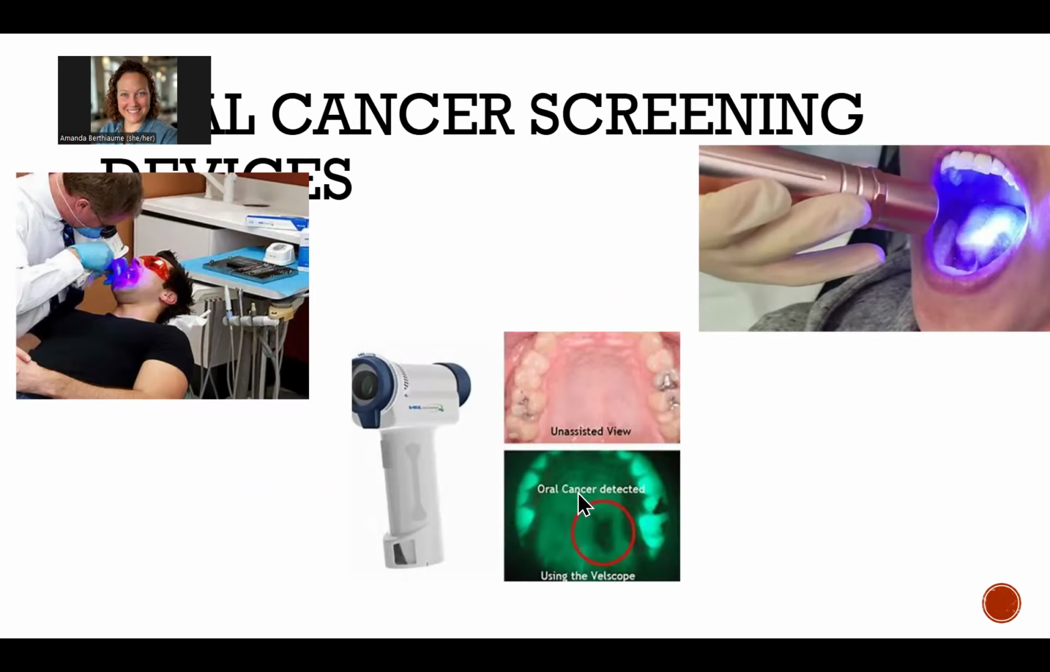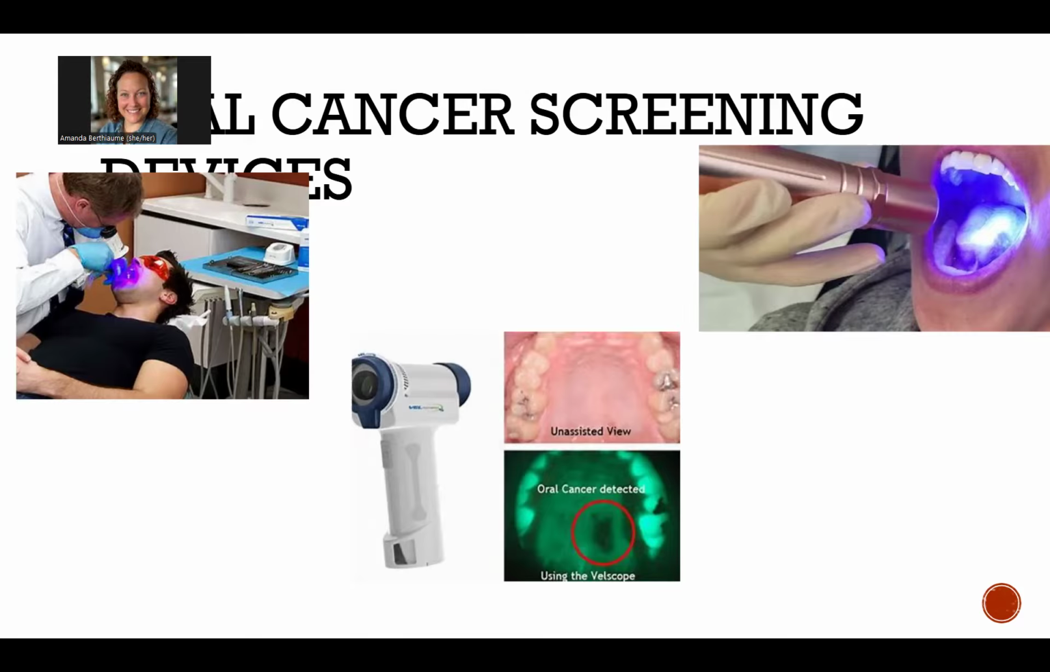There are a lot of screenings that we can do in office, and you might see your doctors or the hygienist doing this. This is early detection, so there's oral ID or VELscopes. There's quite a few of these on the market now.